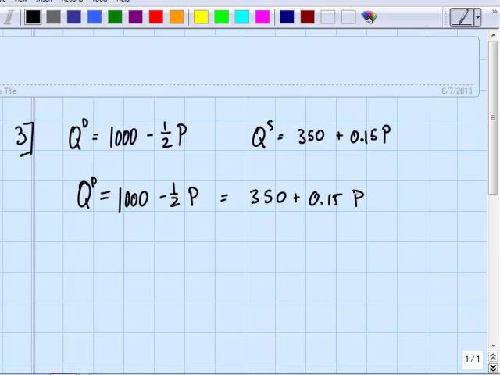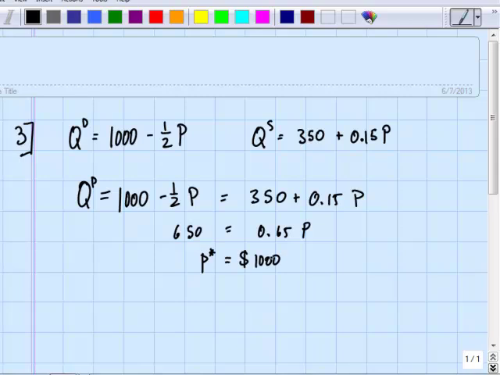Collect terms. So we're going to end up with 650 is equal to 0.65 P, or P star is equal to 1,000.